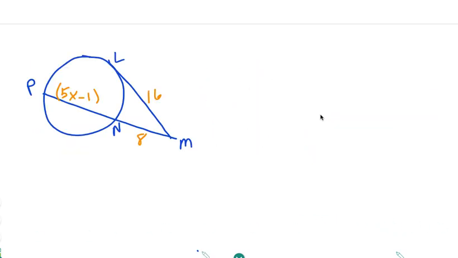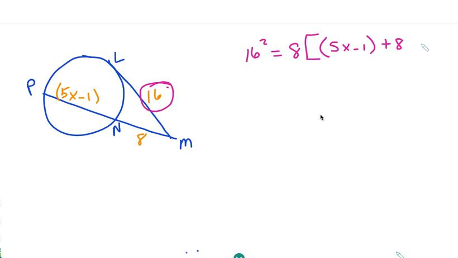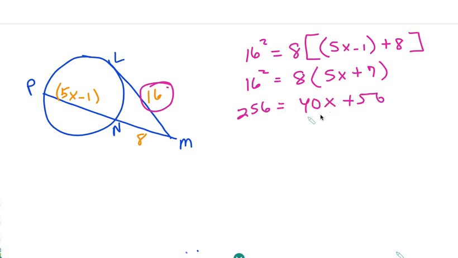All right, here's our sample. So we're going to start with the 16. So it's going to be 16 squared is equal to 8, bracket, binomial, plus 8, bracket. 16 squared is going to equal 8 times 5x plus 7. 256 is equal to 40x plus 56. 40x plus 56 is equal to 256.